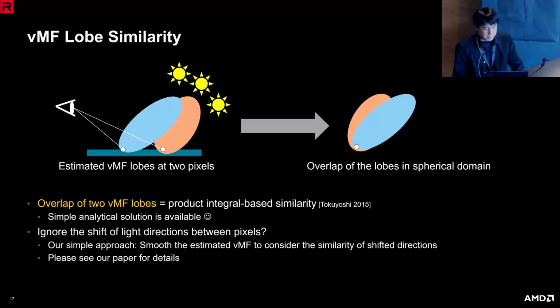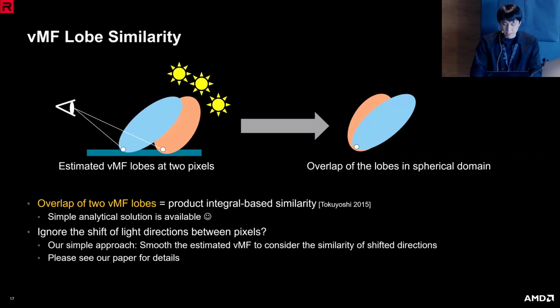Once the average direction is estimated for each pixel, we convert it to a VMF lobe. Then compute the similarity of two VMF lobes between pixels. In this paper, we use a product integral-based similarity to evaluate the overlaps of PDFs. Thanks to the VMF approximation, this product integral has a simple analytical solution.